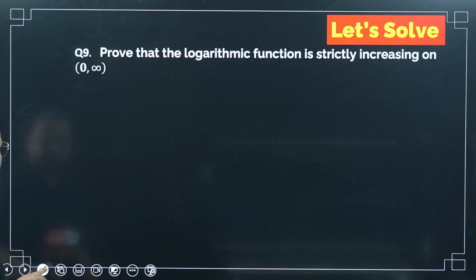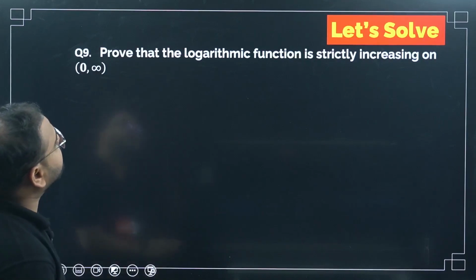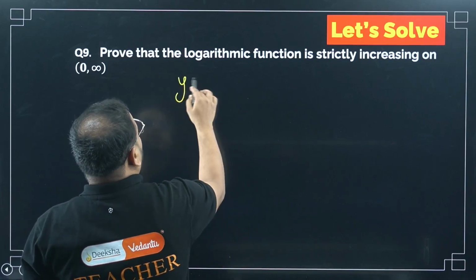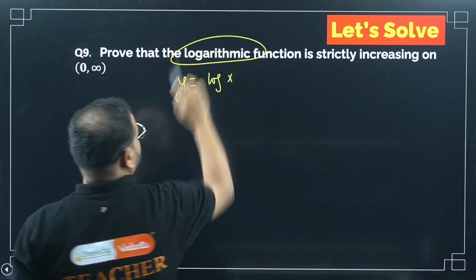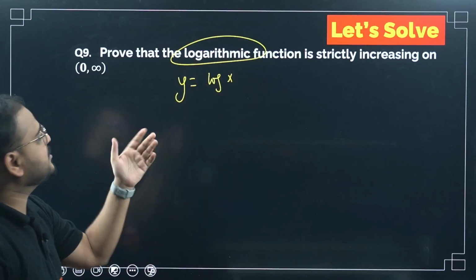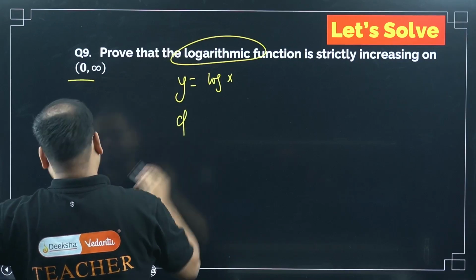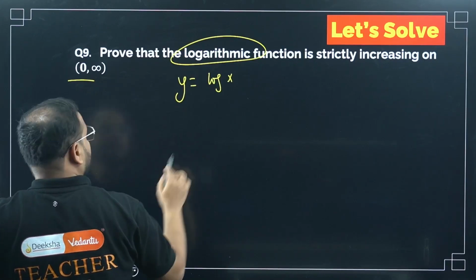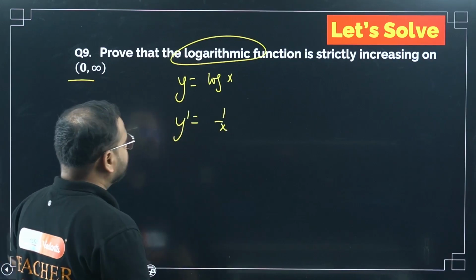Okay, moving on. Question number 9. Prove that the logarithmic function is strictly increasing. Let's do it. y equals log x is the function, right? Logarithmic function. We have to check whether it is increasing or not in this interval. The derivative y dash will be what? 1 upon x, or not?